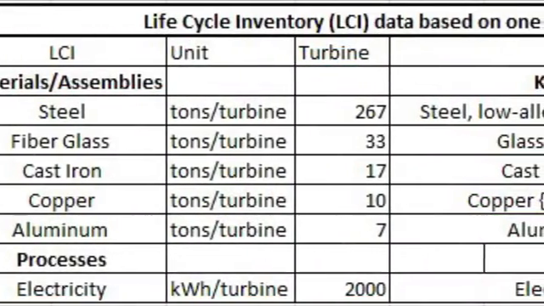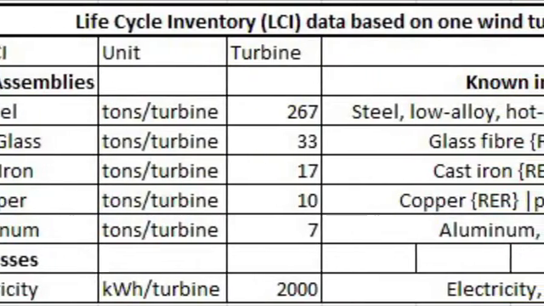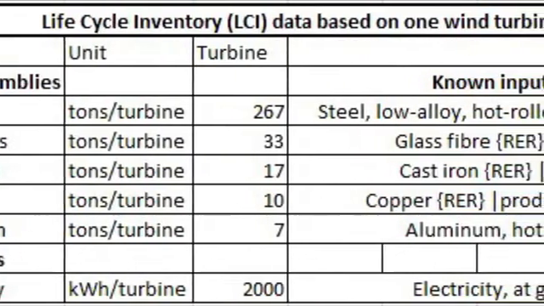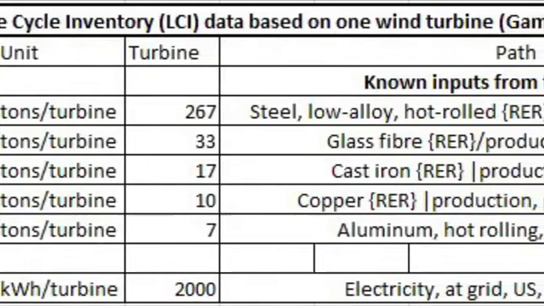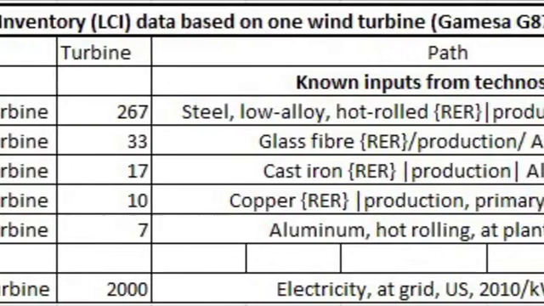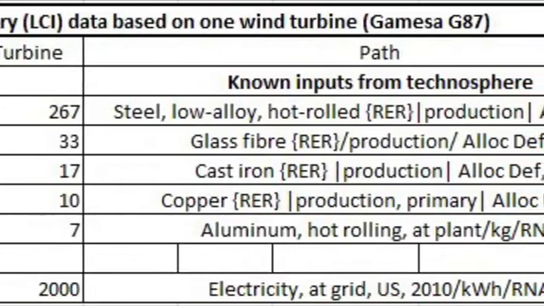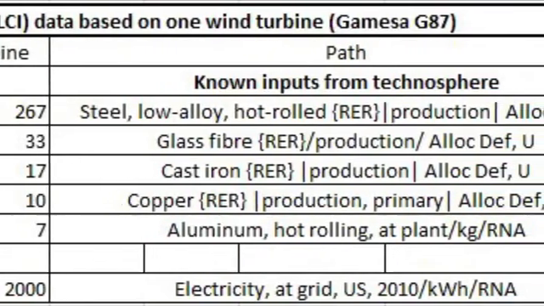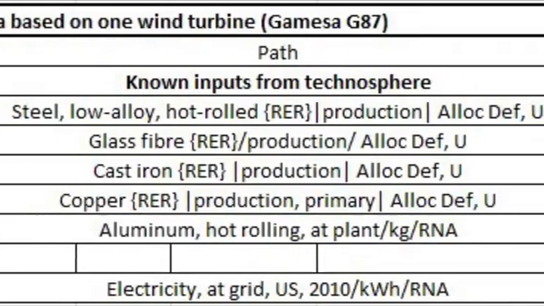Here we can see a screenshot of the SimaPro program to evaluate the life cycle inventory and life cycle impact assessment method that was used. This data is based on a single Gamesa G87 wind turbine. Notice that the LCI method being used is the IPCC GWP100A method. The LCI includes all materials that were used to build the turbine as well as the processes, which in our case was electricity, with the units being in kilowatts per turbine.